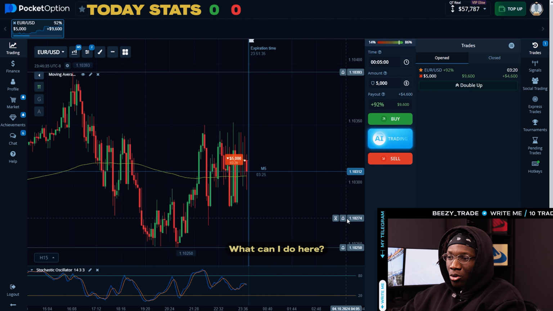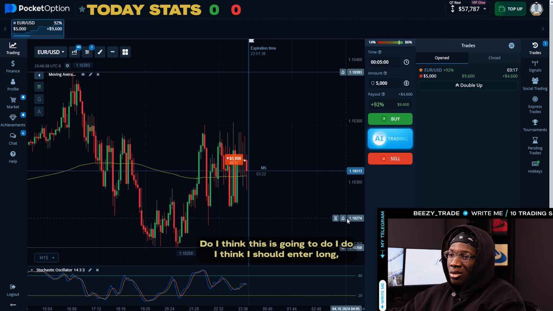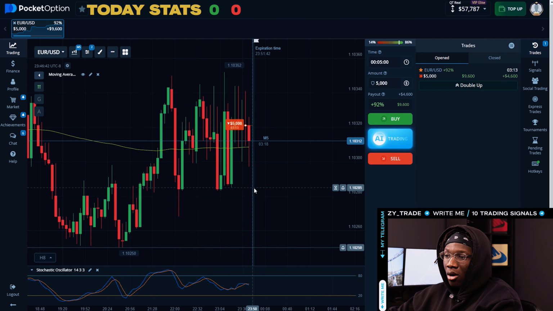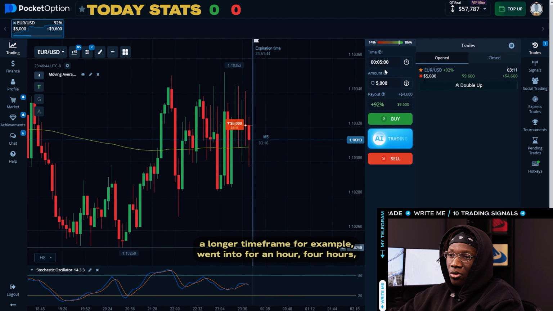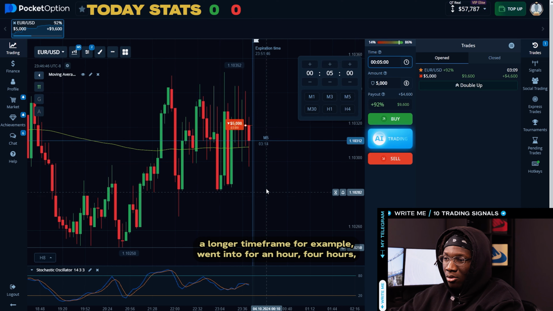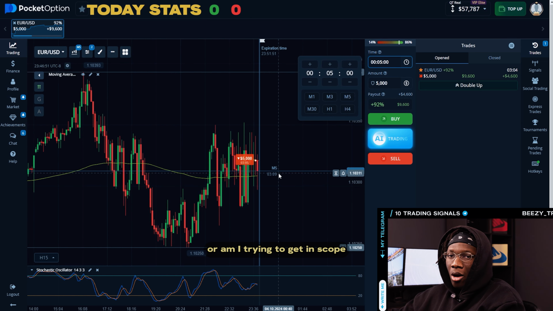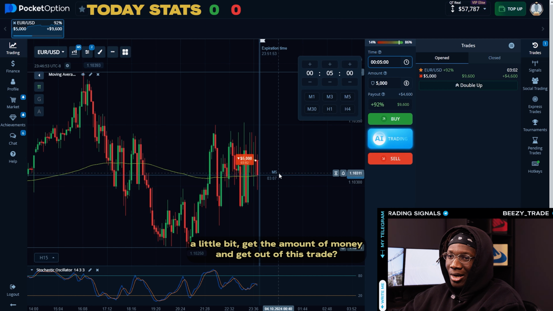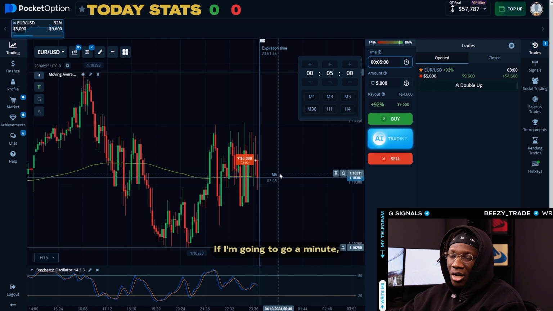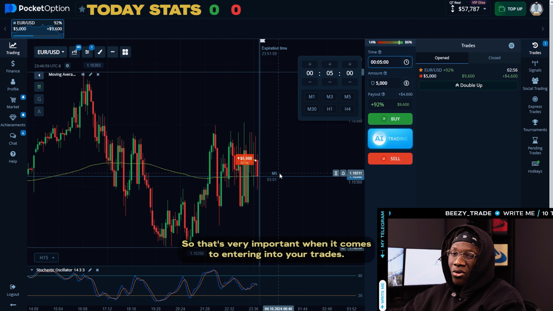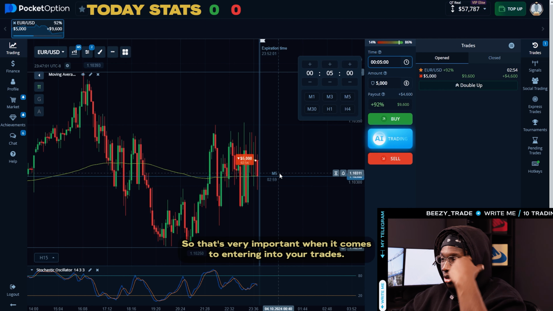what can I do here? What trades will be profitable? Do I think I should enter long on longer time frames, for example, if you want to enter for an hour, 4 hours, or am I trying to get in, scalp a little bit, get the amount of money and get out of this trade? Maybe I'm gonna go a minute, maybe I'm gonna go 5, maybe I'm gonna go 3, maybe I'm gonna go 2. So that's very important when it comes to entering into your trades.